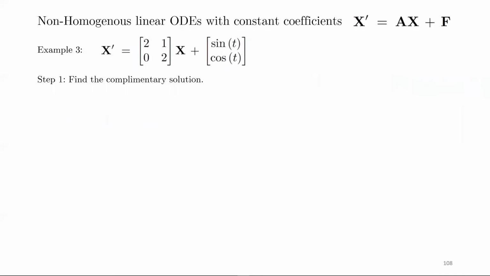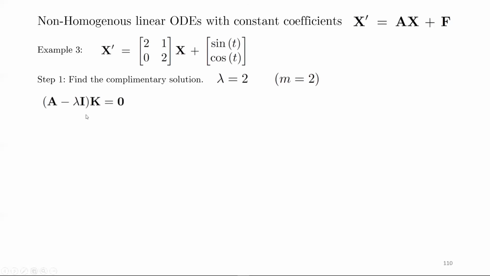Okay, the final example for today, we'll look at a non-homogeneous term which involves sines and cosines. So again, the first thing we should do is find the complementary solution, which means solving the homogeneous version of this equation. So finding the eigenvalues of this coefficient matrix A here, well, because it's upper triangular, I can already see that the two eigenvalues are equal to 2. So lambda equals 2, multiplicity 2.